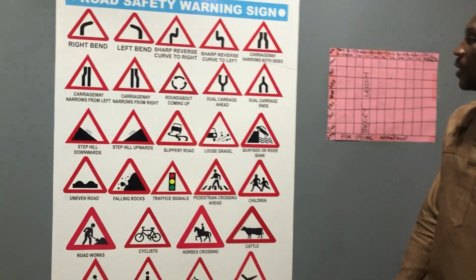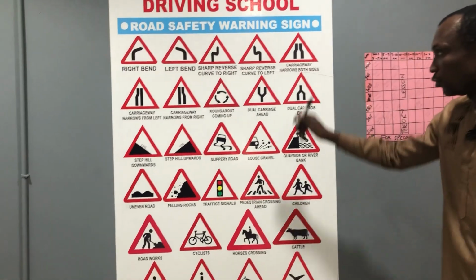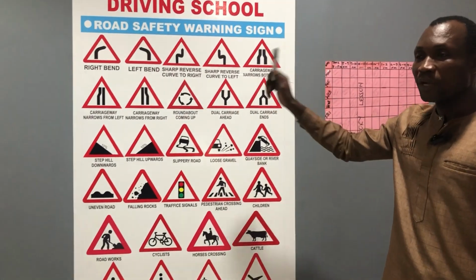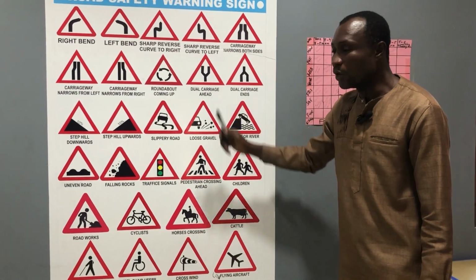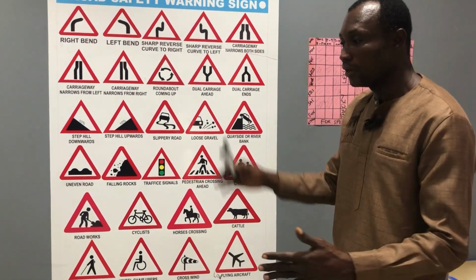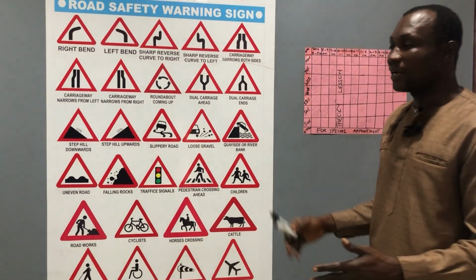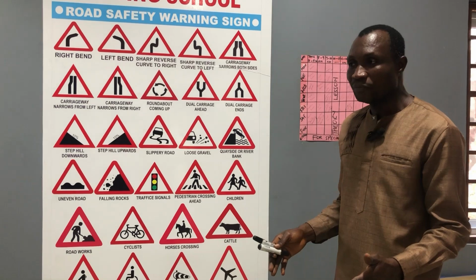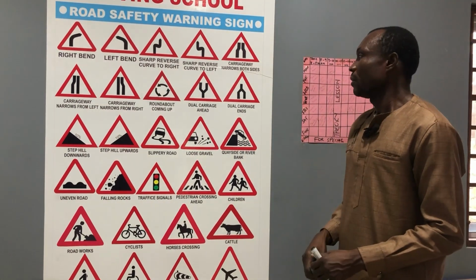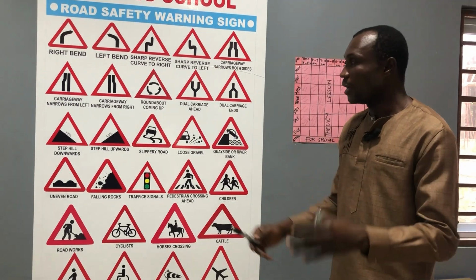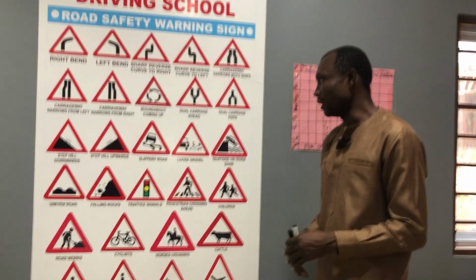In the dual carriageway road, we don't have something we call overtaking. In the dual carriageway road, we only have what? Change of what? Lanes. Where you can get your overtaking and undertaking and 3 points turning is in your two-way traffic road. But in the dual carriageway road, we only have what? Change of lane and then U-turn.